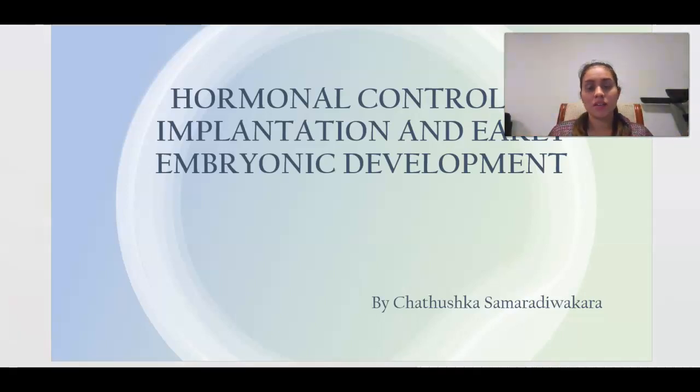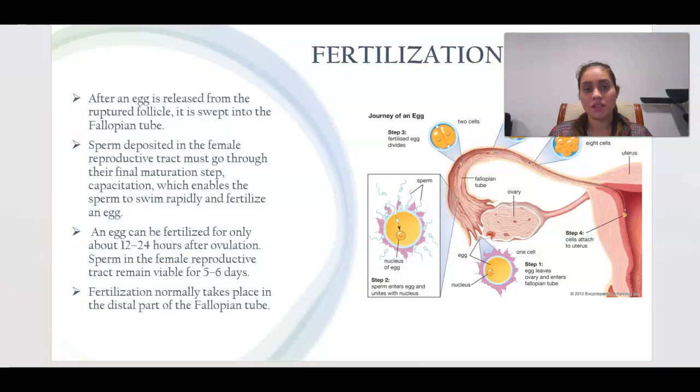First, let's talk about fertilization. After an egg is released from the ruptured follicle, it is swept into the fallopian tube. Sperm deposited in the female reproductive tract must go through their final maturation step, which is called capacitation, which enables the sperm to swim rapidly and fertilize an egg.